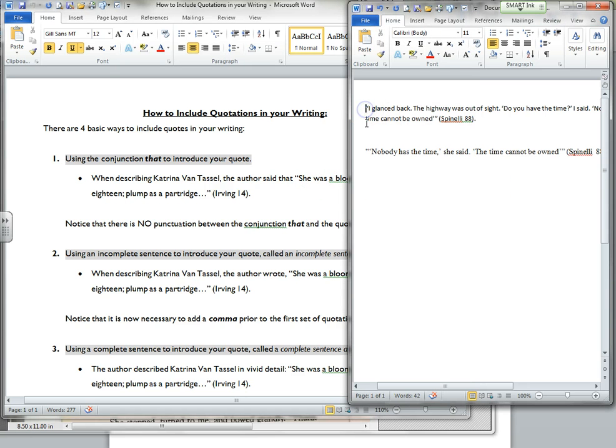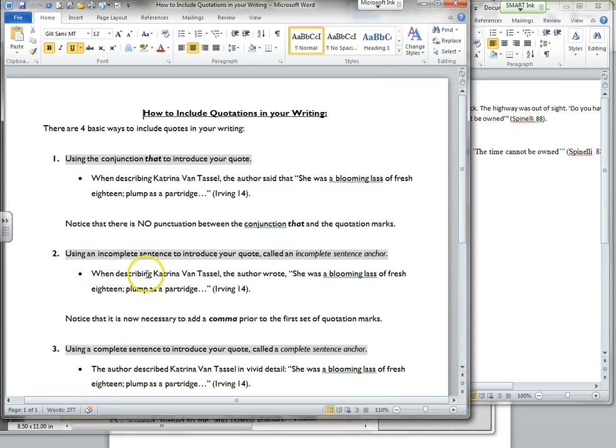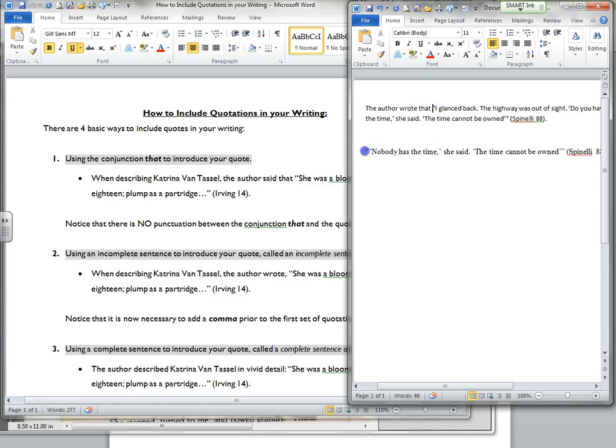So if I did that up here, I would go, the author wrote that, space, and then I start my quotation mark, okay? The second way to do it is to use a comma instead of the word "that," okay? The author wrote, comma, okay? And then go into your quotation mark. So I can do that down here. Author wrote, comma, space, okay? So it's either the comma or the word "that," one or the other.